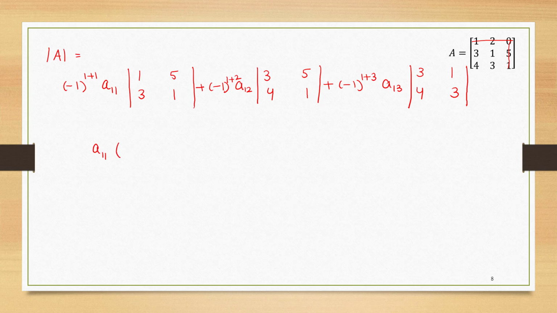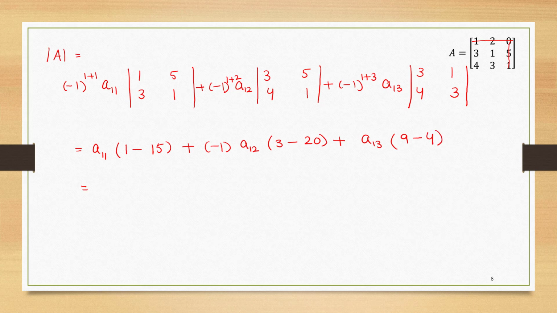This determinant is product of diagonal entries minus product of non-diagonal entries. Plus minus 1 raised to power 1 plus 2 is 3. That is odd. So it will be minus A12. Product of the diagonal entries, that is 3, minus non-diagonal entries, that is 20. Plus 1 plus 3 is 4. 4 is even. So it would be plus 1. A13 as it is. 3 3s are 9. Minus 4 1s are 4.